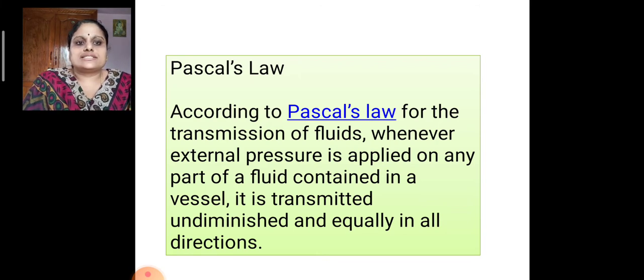Pascal's law states that whenever external pressure is applied on any part of a fluid contained in a vessel, it is transmitted undiminished and equally in all directions. For example, if you squeeze the bottom of the tube of your toothpaste, the paste comes out from the other end. That is, the pressure you apply at the extreme end is transmitted through the fluid to the other end.